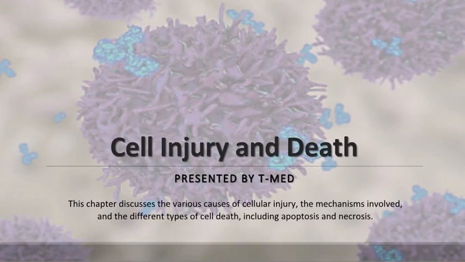Good day, everyone. Today, I'll be presenting on cell injury and death, based on Chapter 2 of the BRS Pathology book. This chapter focuses on the causes of cellular injury, the mechanisms involved, and the different types of cell death, including necrosis and apoptosis. Objectives. By the end of this presentation, we'll have a clearer understanding of how cells respond to injury and how the processes of necrosis and apoptosis differ.